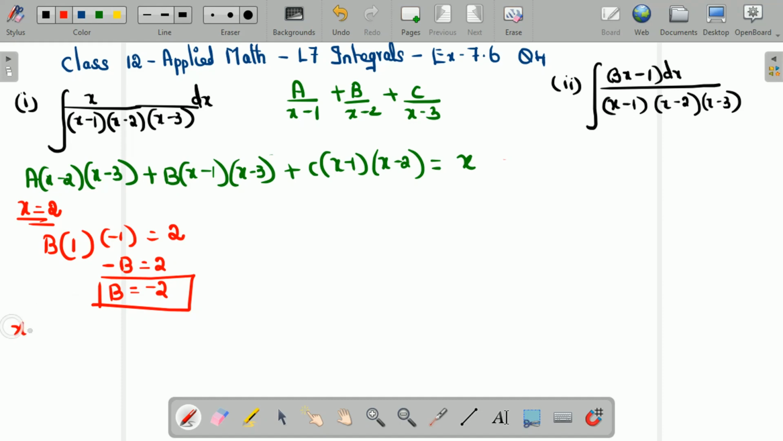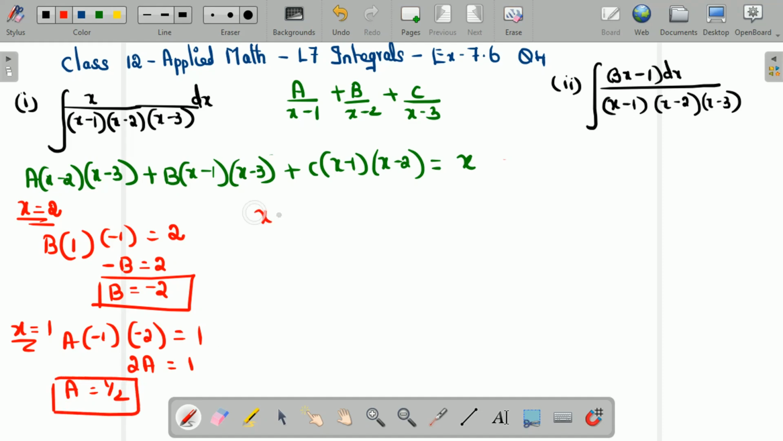Now let's put x is equal to 1. When you put x is equal to 1, B and C will vanish. So A into 1 minus 2 is minus 1, into 1 minus 3 is minus 2, is equal to 1. So 2A is equal to 1, which means A is equal to half. So let's mark this.